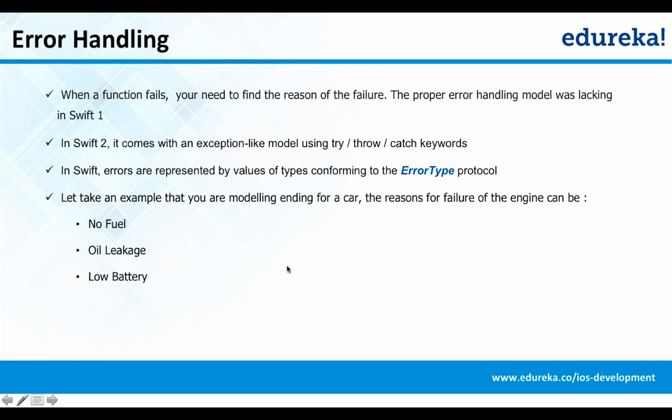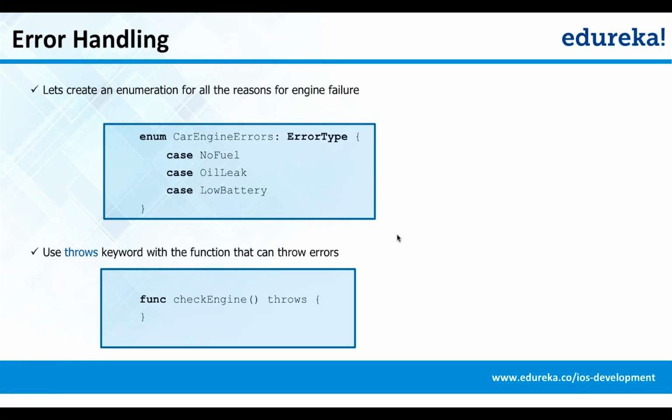So you can define all types of errors, something like this. In case you are coming from a Java background, you will create a class which extends the exception class. In the same way in Swift, whenever you want to create a custom error class, you will always extend the error type. And you can define all the possible errors over there. Something like no fuel, oil leak, or low battery.